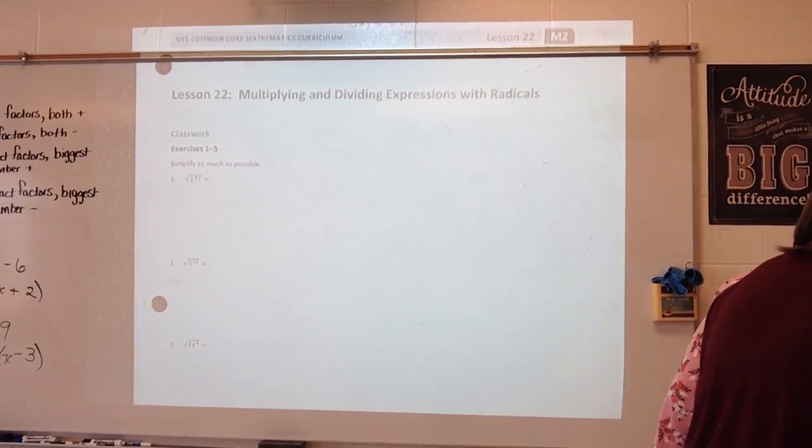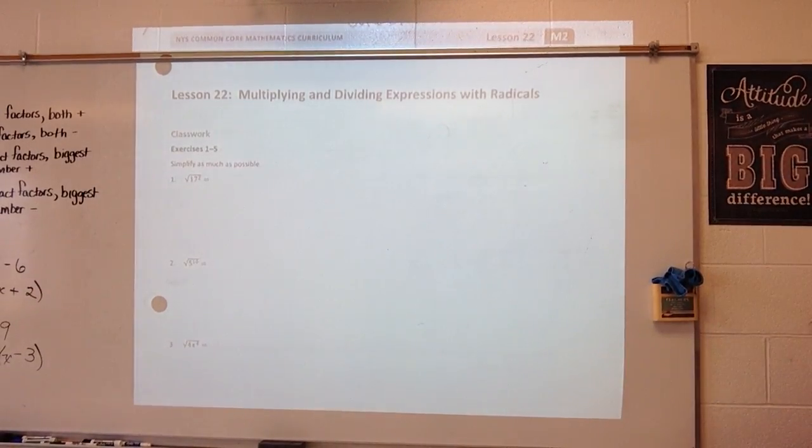All right, lesson 22, March 15th through the 19th. So we're going to be looking at multiplying and dividing expressions with radicals. We're going to just kind of dive right into this. You should have already learned a little bit about radicals. That is the square root of something. All right, so let's just kind of look at this.